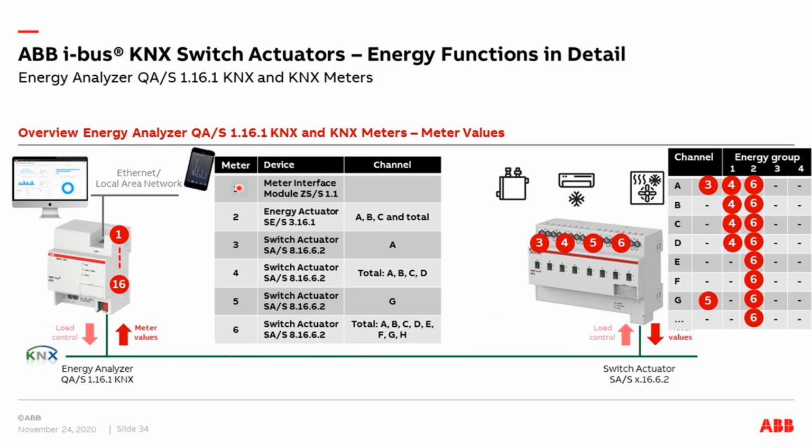That's exactly what we can see here in the overview. Meter number 1 is my meter interface, number 2 is the energy actuator, so I get the meter values per channel A, B, C, and the total of all 3 channels. On the switch actuator, channel A is my energy meter number 3. Number 4 is my energy group number 1. You see, I get the total values of A, B, C, and D. Meter number 5 is my channel G, and my meter number 6 is my energy group number 2, so I get a total meter value from channel A to H.